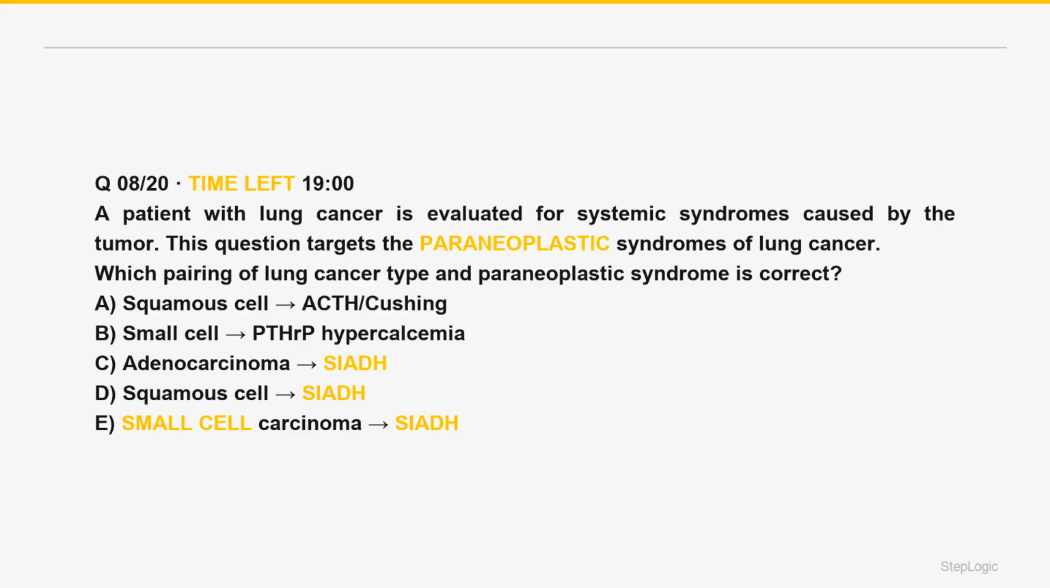Which pairing of lung cancer type and paraneoplastic syndrome is correct? A patient with lung cancer is evaluated for systemic syndromes caused by the tumor. This question targets the paraneoplastic syndromes of lung cancer. Read the command. Which lung cancer paraneoplastic pairing is correct? Small cell leads to SIADH, Cushing from ACTH, and Lambert-Eaton. Squamous leads to PTHrP hypercalcemia.